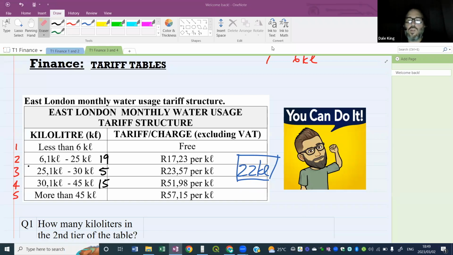Right, 22 kiloliters. Let's see if you guys can do this. We're just going to do this one question. I see an answer already. No way. I swear. These guys are good. But are they that good?